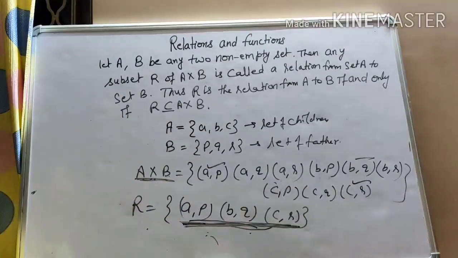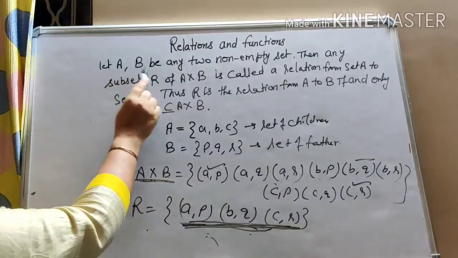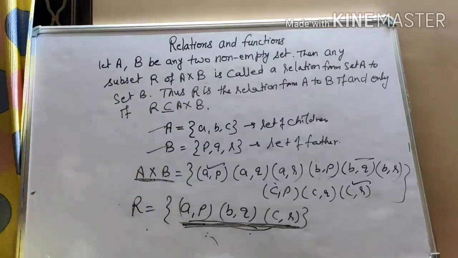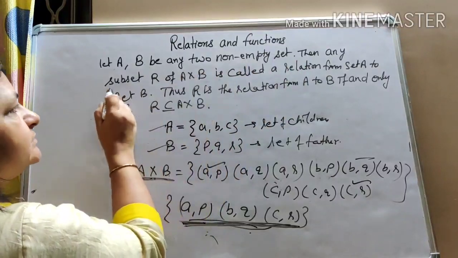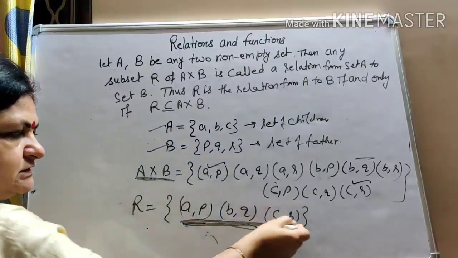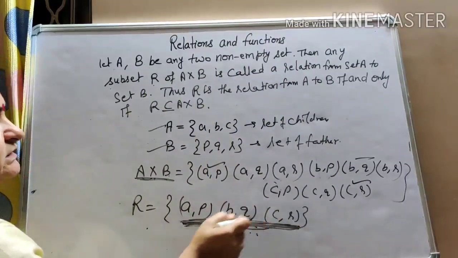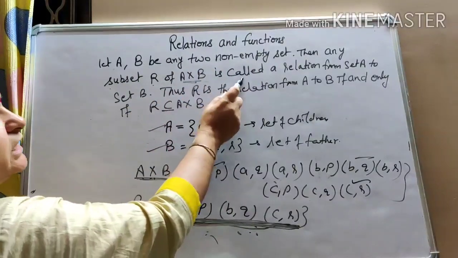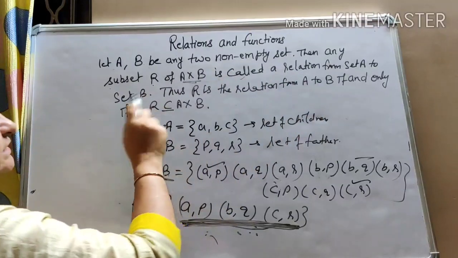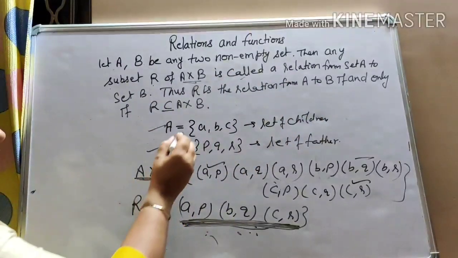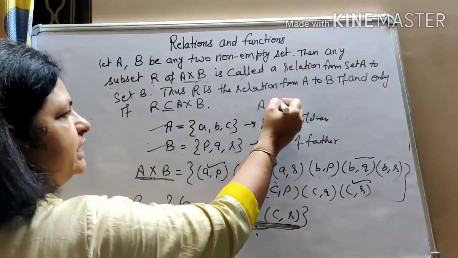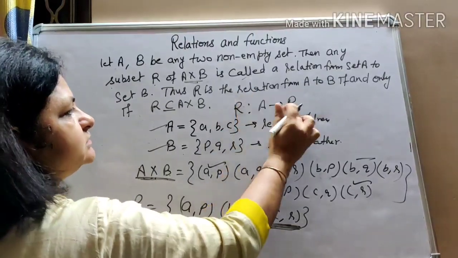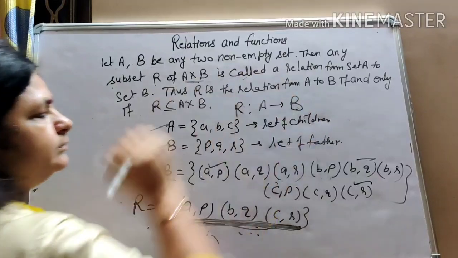Now come to the definition. Let A and B be two non-empty sets. Yes, here we have two non-empty sets. Then any subset R, it means we are talking about this set. Any subset R of A cross B is called relation from set A to set B. Relation is from A to B.